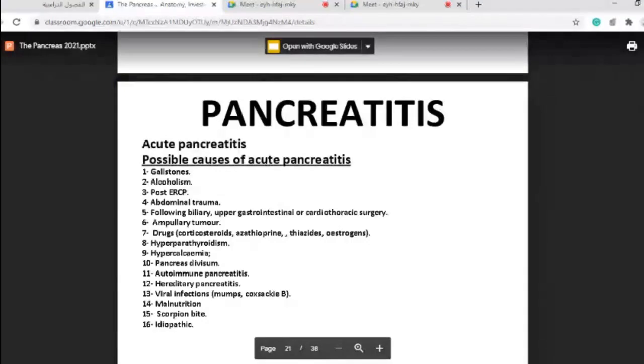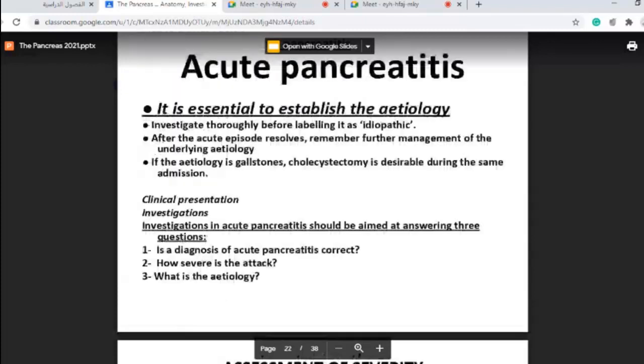This is very important. So if the patient presented with acute pancreatitis and it is definitely diagnosed by investigation, it is not enough to treat the pancreatitis. We should look for the primary cause and treat the primary cause to prevent recurrent attacks. So it is essential to establish the etiology, investigating thoroughly before labeling it as idiopathic. And after the acute episode resolves, remember further management of the underlying etiology to prevent recurrence.